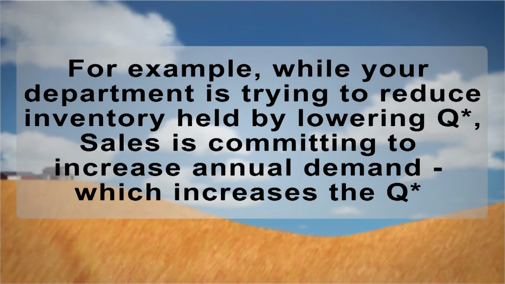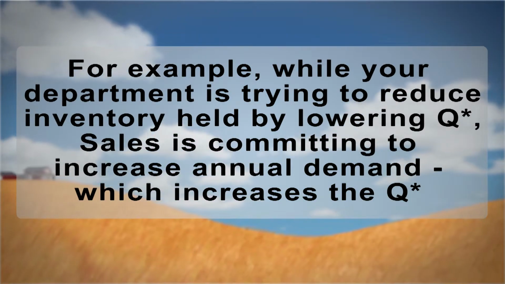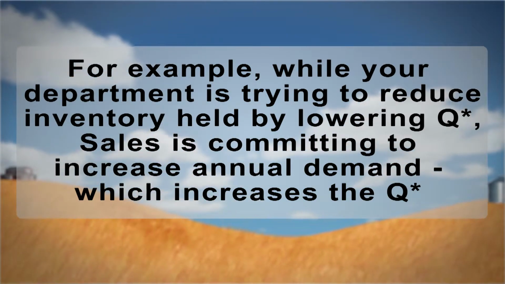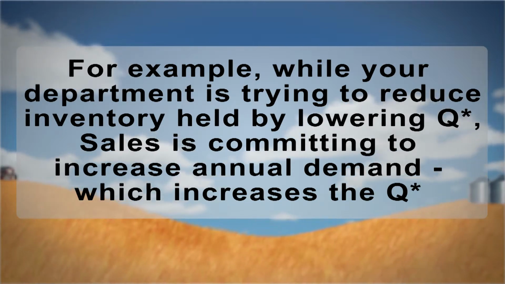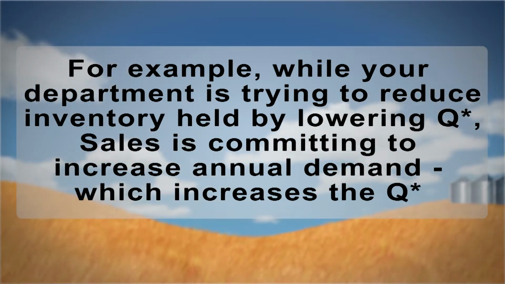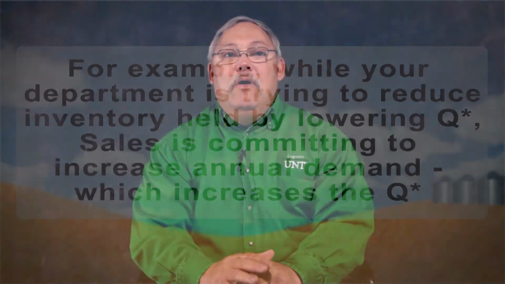For example, while your department is trying to reduce inventory by lowering optimum Q, sales is committing to increase annual demand, which increases optimal Q. Both are good strategically for the firm, but have to coexist. How do you do this? After answering the next couple questions, your team is asked to consider how to successfully marry EOQ with just-in-time. So the first questions guide you through quantifying the decision. The final question is qualitative.